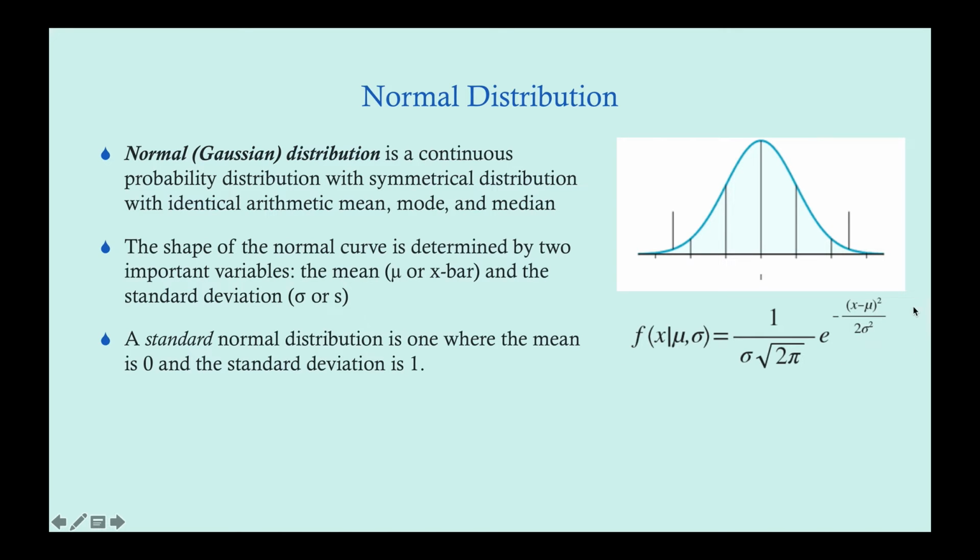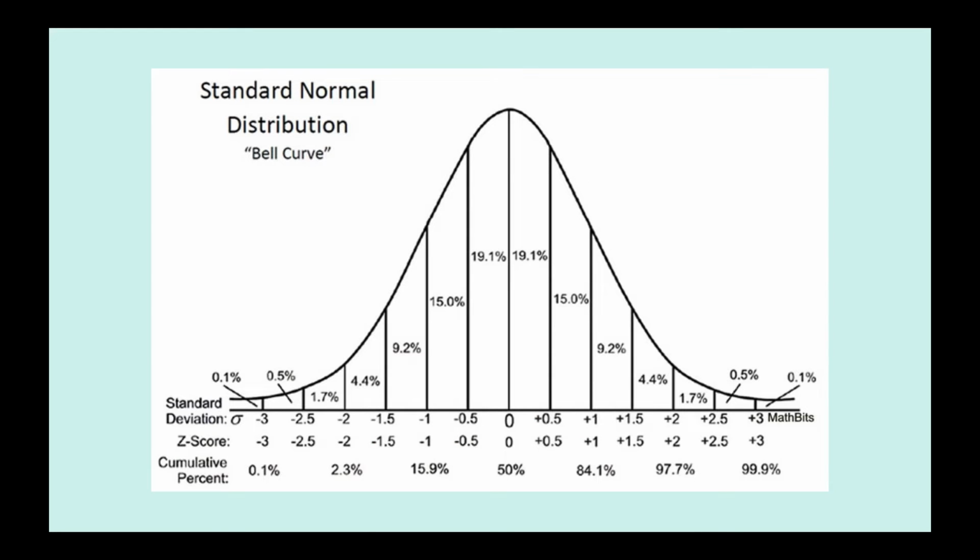So this is the actual formula for the probability distribution. You do not need to know this formula at all. I just put it here for completion's sake, but please do not memorize that formula. It would be a waste of brain space. So this is the standard normal distribution. And what you can see here is an important concept, and that is the z-score. And we're going to talk about that on the next slide.